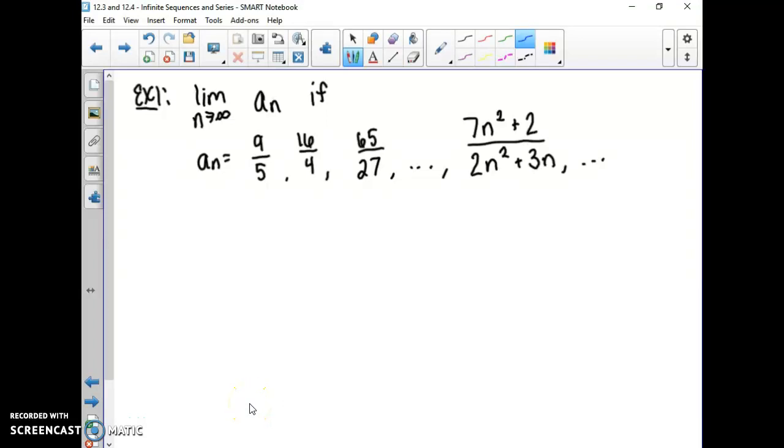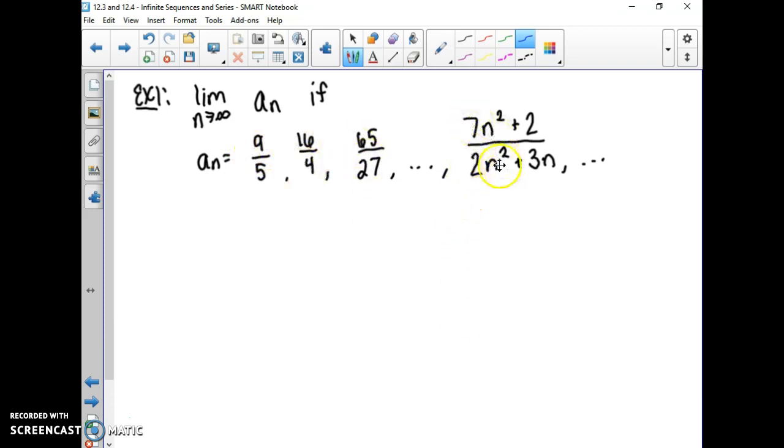So the type of problem that we'll see a lot here looks like this. I just wrote this problem like this because the textbook tends to write the problems like this. So we have the limit as n approaches infinity of a sub n, and then we've got this series that's listed: 9/5, 16/4, 65 over 27, ... 7n squared plus 2 over 2n squared plus 3n. So really, this is just our formula that gives us these numbers.